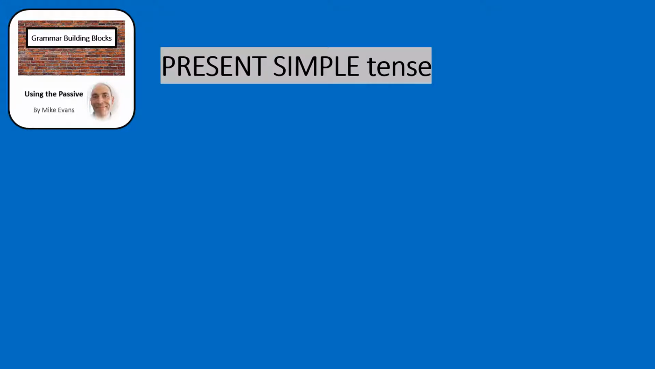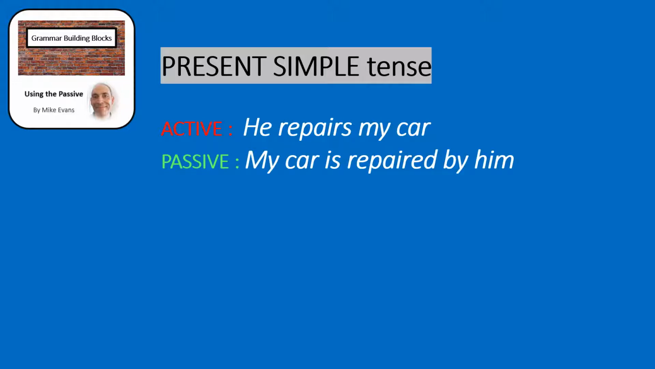A few examples. Firstly, in the present simple tense. Active, he repairs my car. Passive, my car is repaired by him. Note that since he has become an object in the passive sentence, we must use the object pronoun him.